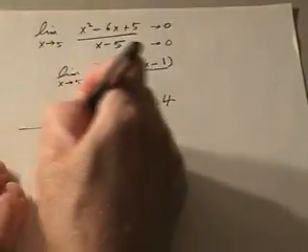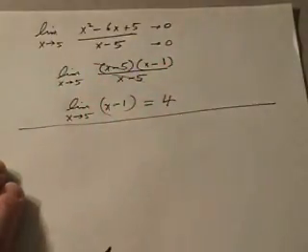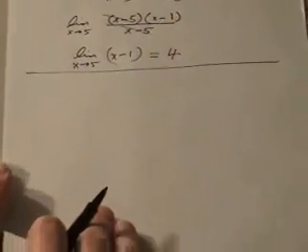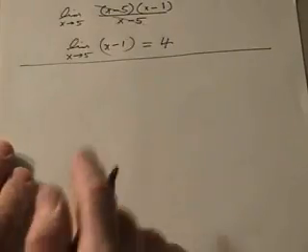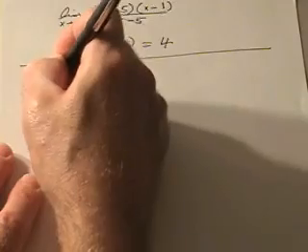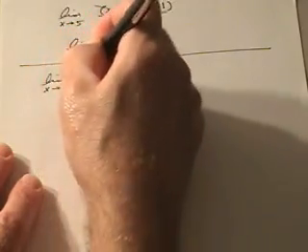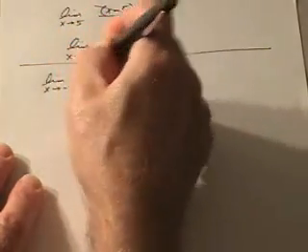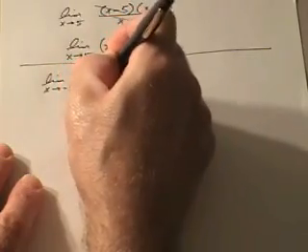So that's one type of problem. Here's one that's the same kind of problem, except maybe some of you may not have seen this factorization before. Let's try the limit as x approaches negative 2 of (x plus 2) over (x cubed plus 8).